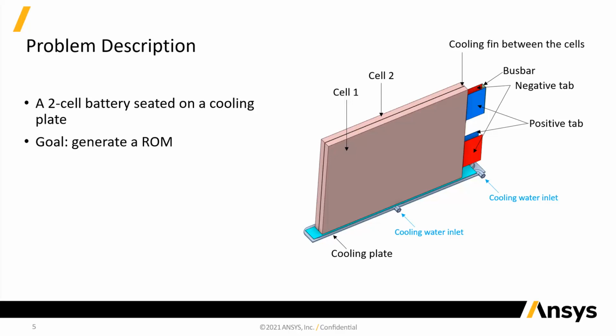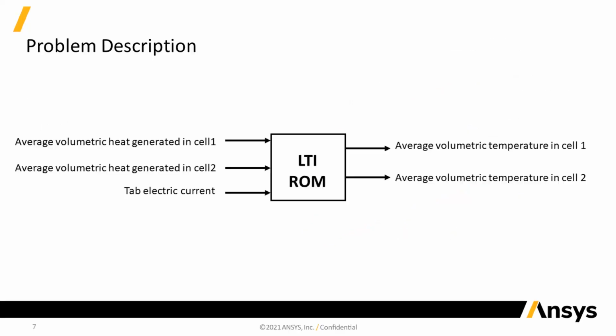Okay, now let's look at the battery that we want to model. This battery has 2 cells and is seated on a water cooling plate. Water enters the pipes at 20 degrees Celsius. In this demo, we will generate a linear time invariant type of ROM.